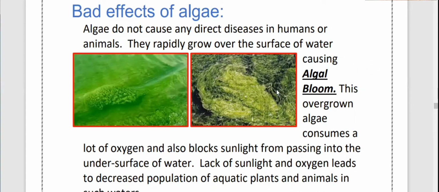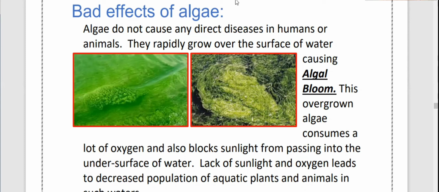as it grows a lot, as we can see here over the water body, in a large quantity, it prevents the passage of sunlight under the water surface. Because of the lack of sunlight and oxygen, the aquatic plants and animals which survive under the water surface would not be able to survive, and a decrease in their population takes place, which is how this algal bloom is harmful. And this is again one more harmful effect of the microorganisms. So these are certain harmful effects of the microorganisms.